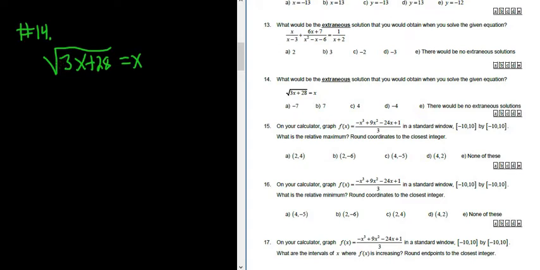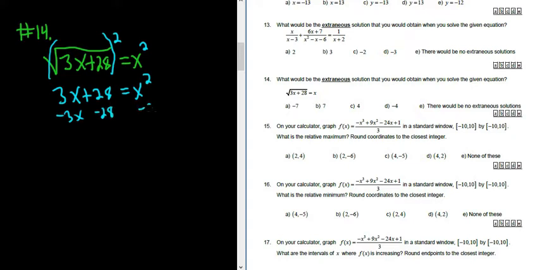So we'll start by eliminating the square root. To do that, we'll square both sides. So square this side and square this side. This ends up with 3x plus 28 because the 2 and the square root cancel. And here you get x squared. This is a quadratic equation, so you want to set it equal to 0. So we'll subtract the 3x and subtract the 28 from both sides. So we get x squared minus 3x minus 28, and that's all equal to 0.